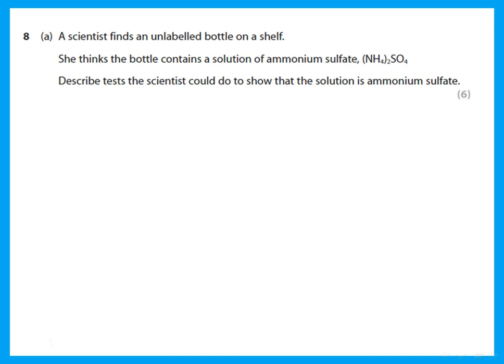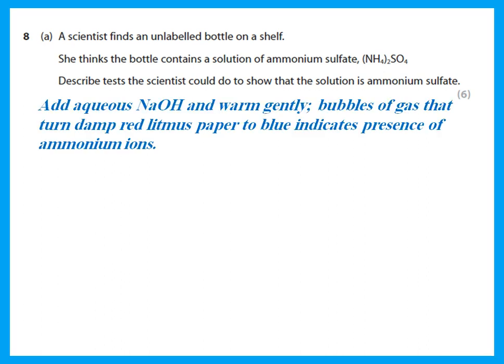A scientist finds an unlabeled bottle on a shelf. She thinks the bottle contains a solution of ammonium sulfate. Describe tests the scientist could do to show that the solution is ammonium sulfate. That means I need a test for ammonium and a test for sulfate. What was the test for ammonium? Please review the tests before you go to the exam. The tests are very important. So what was the test for ammonium? And remember, we had a test for ammonium and a test for ammonia gas. Here we're talking about the one for ammonium. So ammonium, add aqueous sodium hydroxide, warm gently.